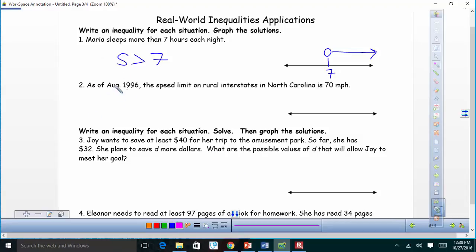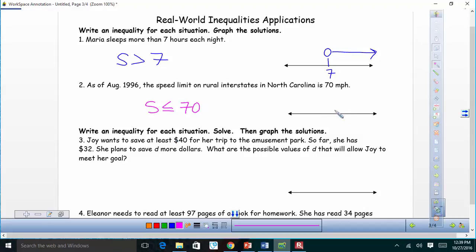So number 2 says, as of August 1996, the speed limit on rural interstates in North Carolina is 70 miles per hour. Okay? Now, I know that not everyone abides by the speed limit, but if you abided by the speed limit, would it be 70 or less or 70 or more? 70 or less. So let's do, you want to do S again for speed limit? So should your speed be greater than or equal to 70 or less than or equal to 70? Less than or equal to 70.